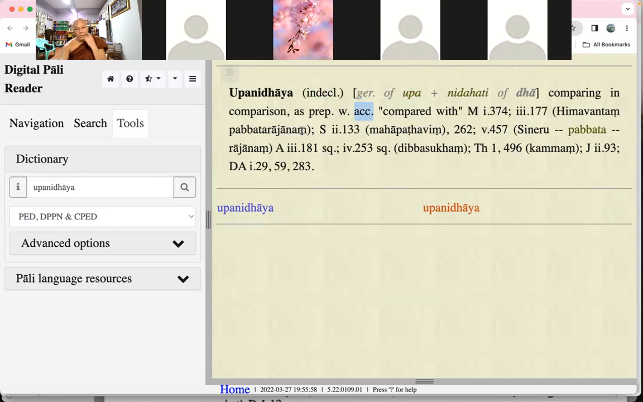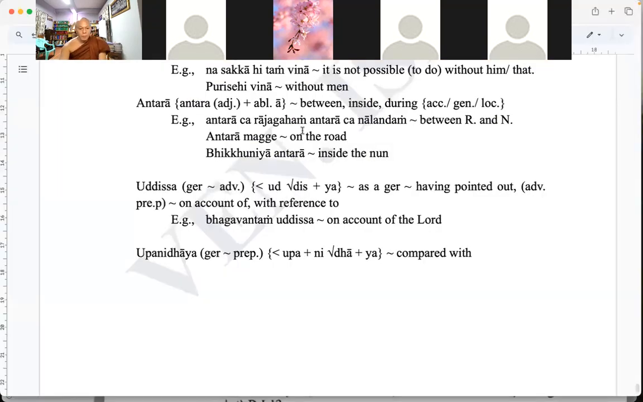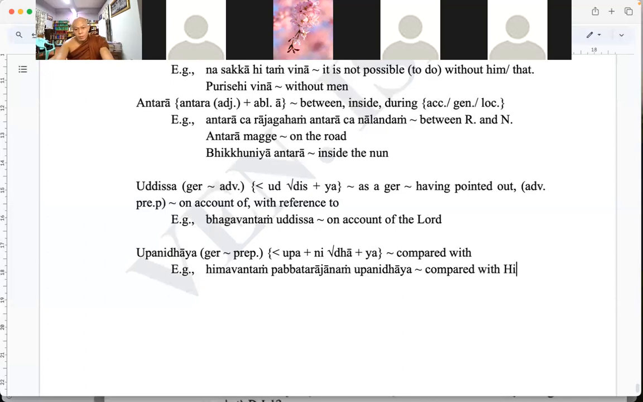So Himavantam pabbatarajanam upanidaya. So compared with the Himalayas, the king of mountains. Okay.